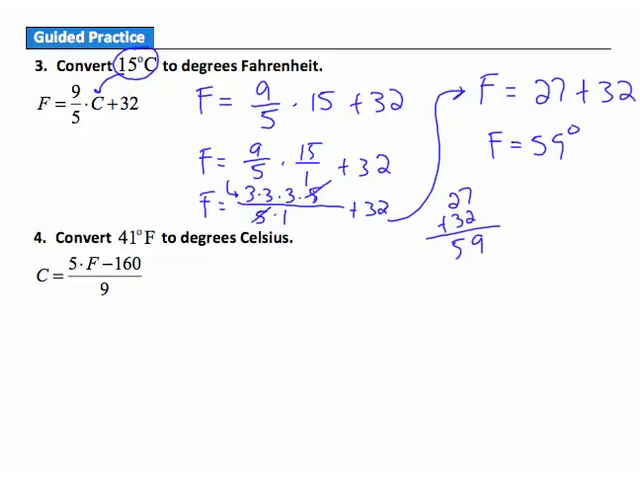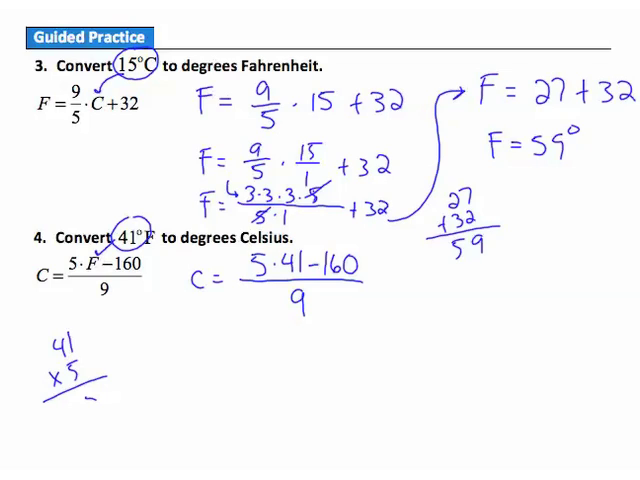Question 4. Convert 41 degrees Fahrenheit to Celsius. So we're going to take this 41 and plug it in there for F. So let's see, we have 5 times 41 minus 160, all divided by 9. We're going to start with the multiplication, 5 times 41, so we come over here on some scratch work. 5 times 41 is 205. So we're going to get 205 minus 160 over 9.